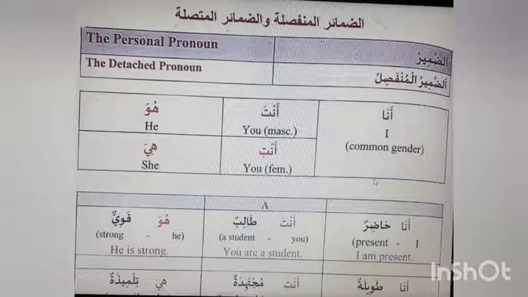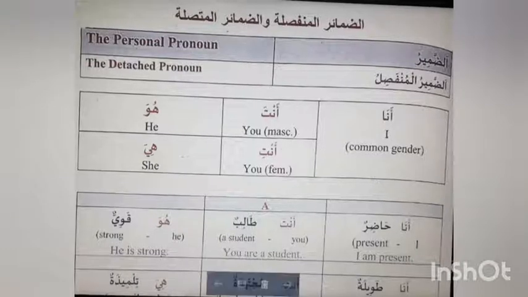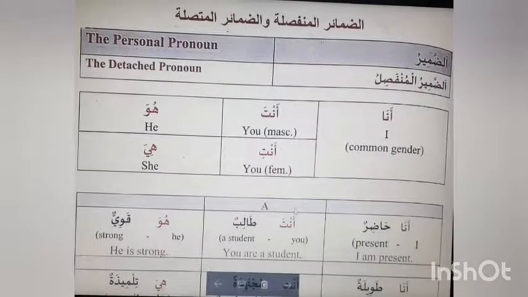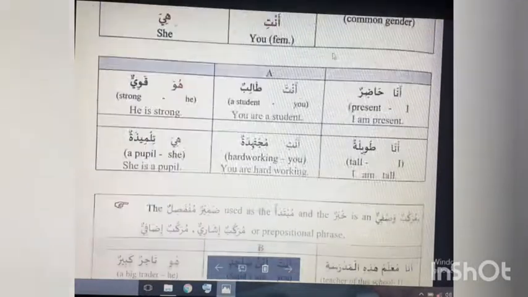Then we have third person: huwa, he, hiya, she. Huwa is used for third person singular masculine, and hiya is used for third person feminine. In English, for third person singular, we use he as pronoun and she for feminine. And in Arabic, for he, we use huwa, and for she, we use hiya. So this was about third person singular. Now see below the table.